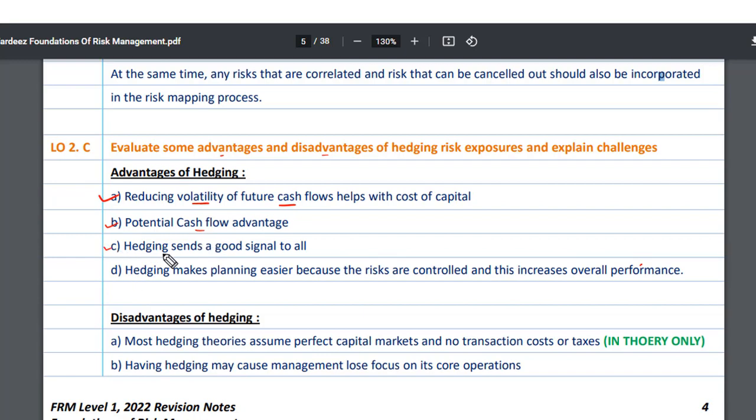And thirdly, hedging sends a good signal. It sends a good message that the company has stable earnings. Now the volatility is reduced, and of course the future cash flows are stable, right? So it sends a good signal as well. And finally, hedging makes overall planning easier because the risks are controlled. There's not much more risk, and this increases the overall performance.